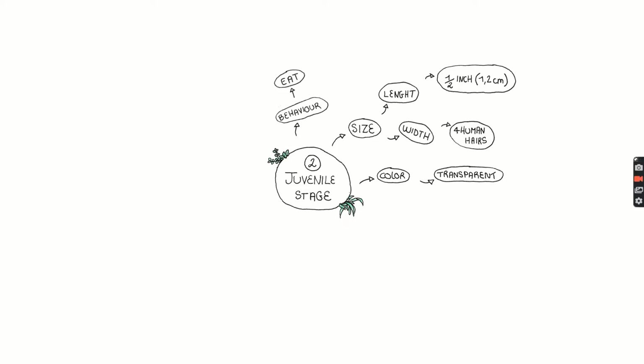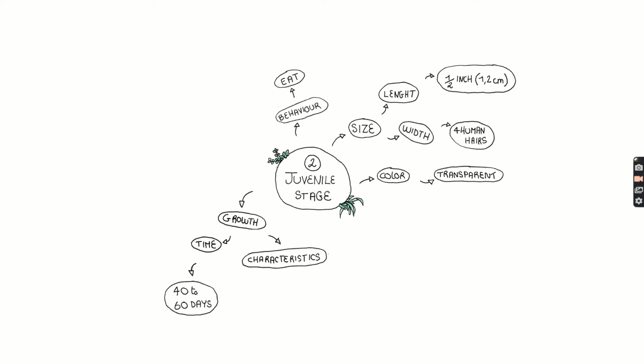Its behavior is eating. As soon as it gets out of the egg, the worm starts eating organic matter. So it doesn't matter if it's an adult or a baby, they will eat your food scraps and make vermicasting. So that's pretty cool. The growth time is around 40 to 60 days. So that's also the length of this stage, the time it will take for the worm to grow up.